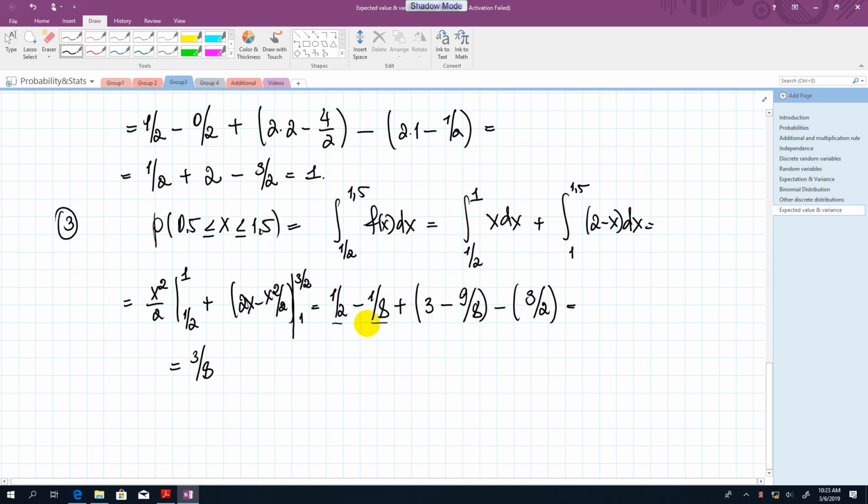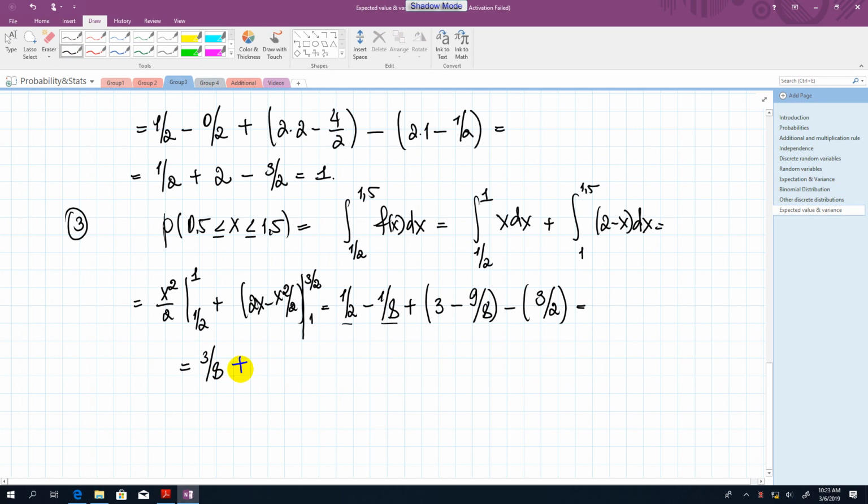1 over 2 minus 1 over 8 is 3 over 8, plus, what is 3 minus 9 over 8? 15 over 8, minus 3 over 2, right? Can I write this 3 over 2 as 12 over 8? Right? So then it will be 3 plus 15 minus 12 divided by 8, which is equal to 6 over 8, or 3 over 4.